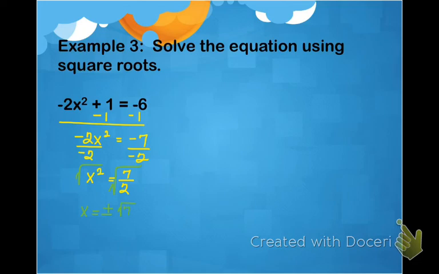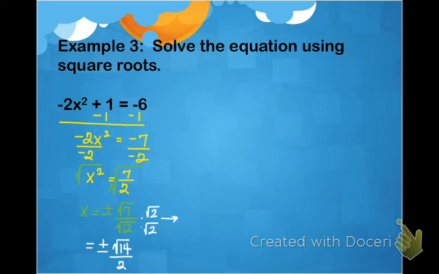Remember that we can split that up to be the square root of 7 over the square root of 2, which is a problem that we talked about the other day. You can't leave a radical in the denominator. So we would multiply by the square root of 2 over the square root of 2. Our final answer would be plus or minus the square root of 14 over 4. Or not 4, 2. Sorry.